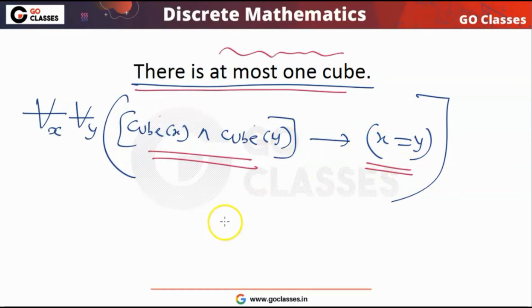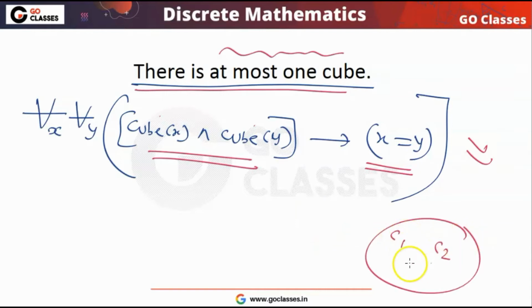Now you can notice very easily that in this expression we cannot have more than one cube, because if we have more than one cube, then this expression will become false. Very simple. This mathematical expression is telling us that for all x, for all y, for every two elements, whatever two elements you take, if x is a cube and y is a cube, then definitely they are the same.